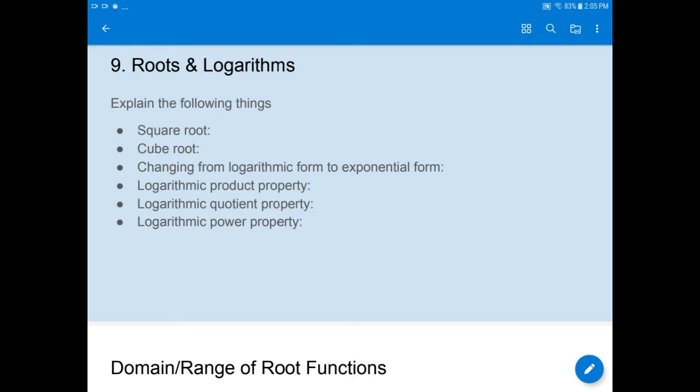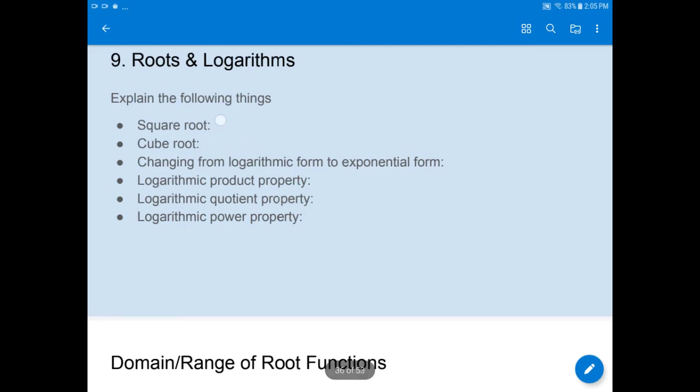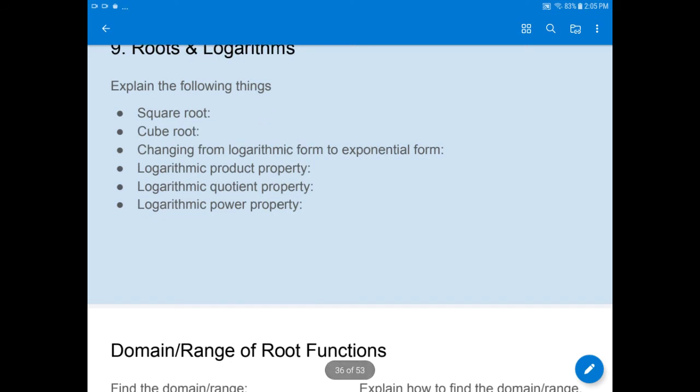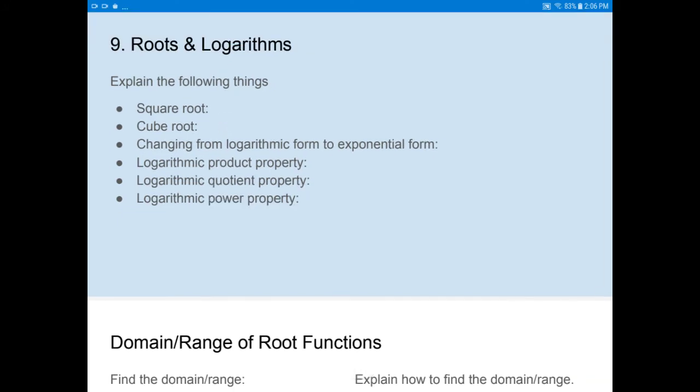Okay, square root. That's the third root. Cube root is the square root. No, that's backwards. Square root is when a number is divisible by the same number in itself. And then cube root is the same thing but 3 times. Logarithmic exponential form. So that's the a to the b, something like that.